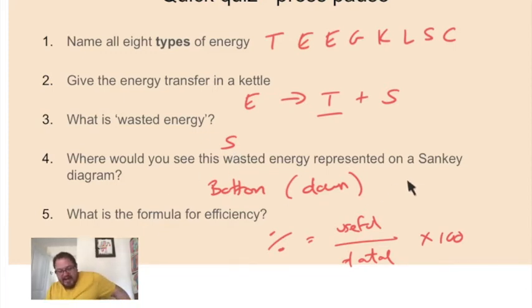Where would you see the wasted energy represented on a Sankey diagram? Well, the wasted energy goes down, so I've said on the bottom. What is the formula for efficiency? Again, I've been quite lazy and just put percentage there, but you could put efficiency equals useful over total. So the small number over the big number times 100.